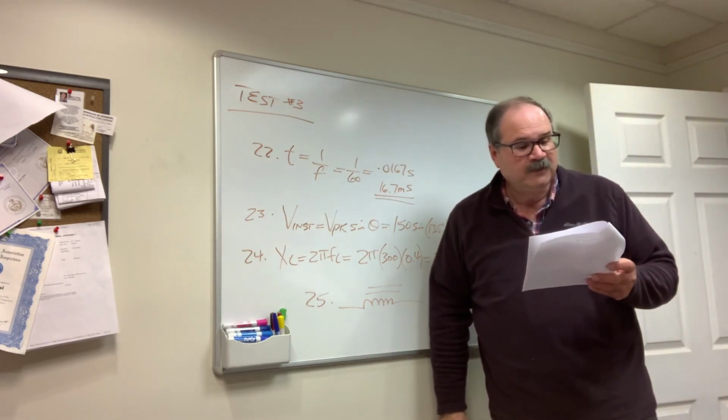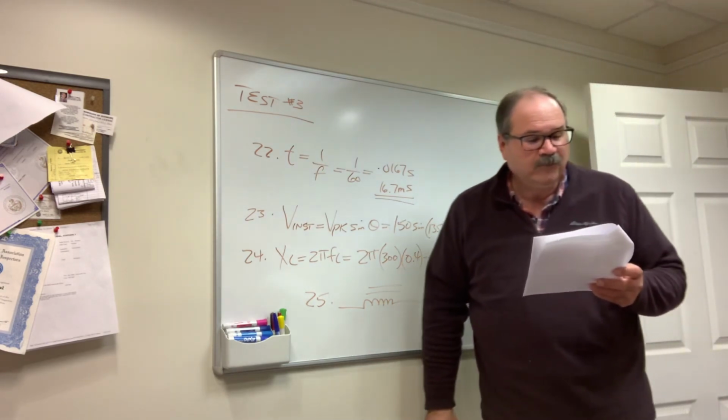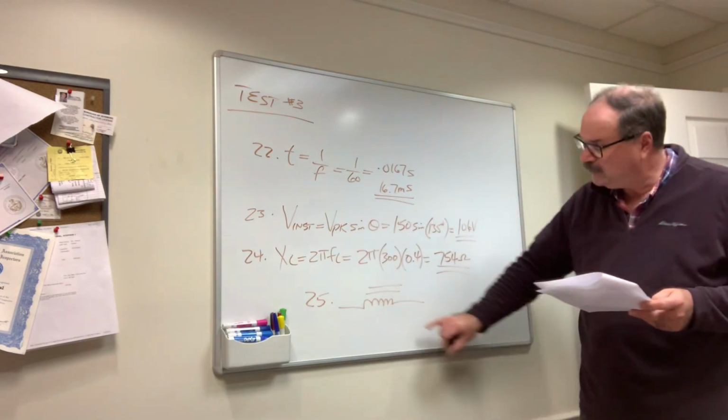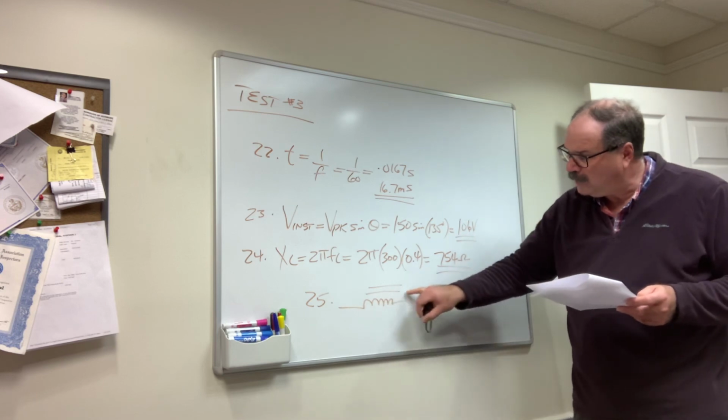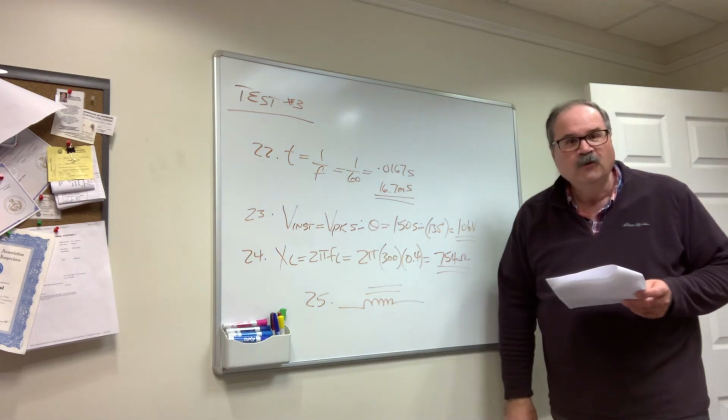And the last question, number 25, draw the symbol for an iron core inductor. So an iron core inductor, it's going to have the symbol of a coil with 2 horizontal bars above.